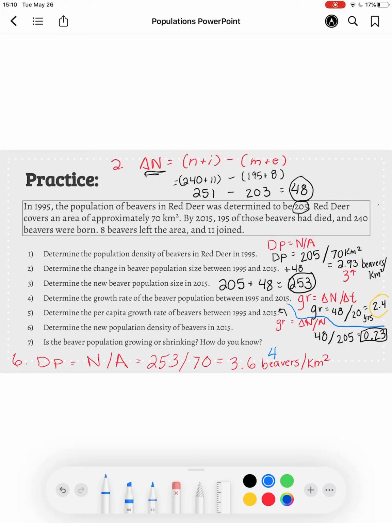Sort of sounds funny. And then number 7, is the beaver population growing or shrinking, and how do you know? Well, we know it is not shrinking, it's growing. So I can write growing. How do we know that? Well, the density went up, right? So this number, 3.6, is bigger than 2.93. We know that more individuals were added to the population.